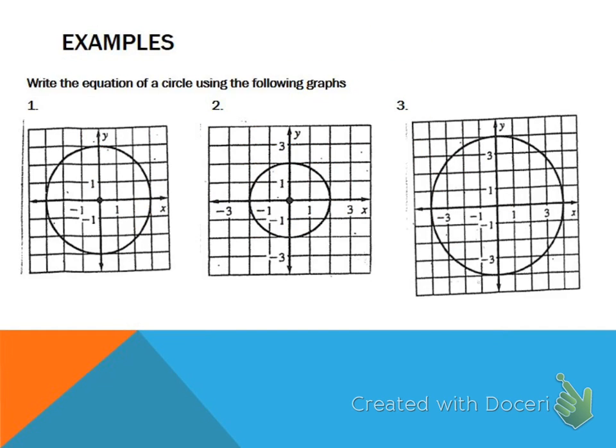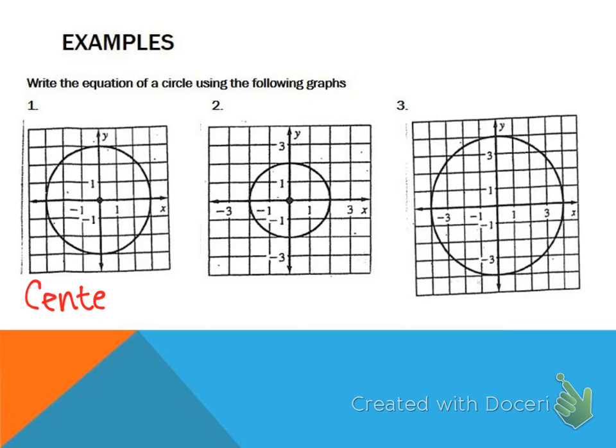We are going to practice using this. The examples start on the back of your notes sheet. I put the diagrams in there for you. We are to write an equation of the circle using the graphs that they gave us. So we're just going to do one of these at a time. What do we know about the center of these? Where would you say the center of the circle is on all of these? The origin. That makes it easier for us if your origin is at 0, 0.